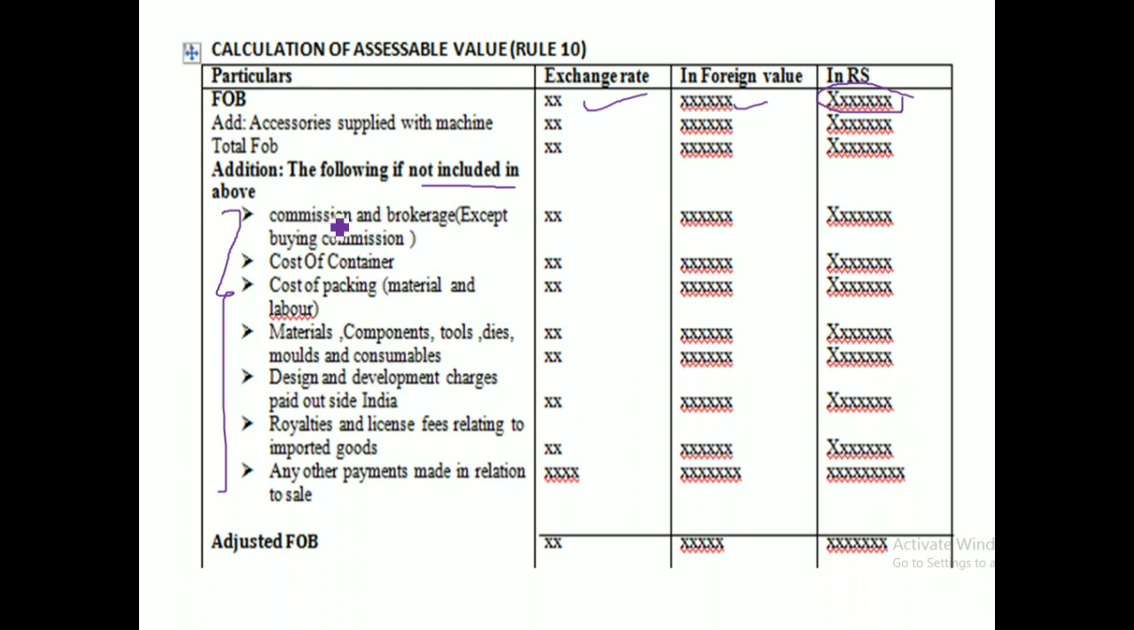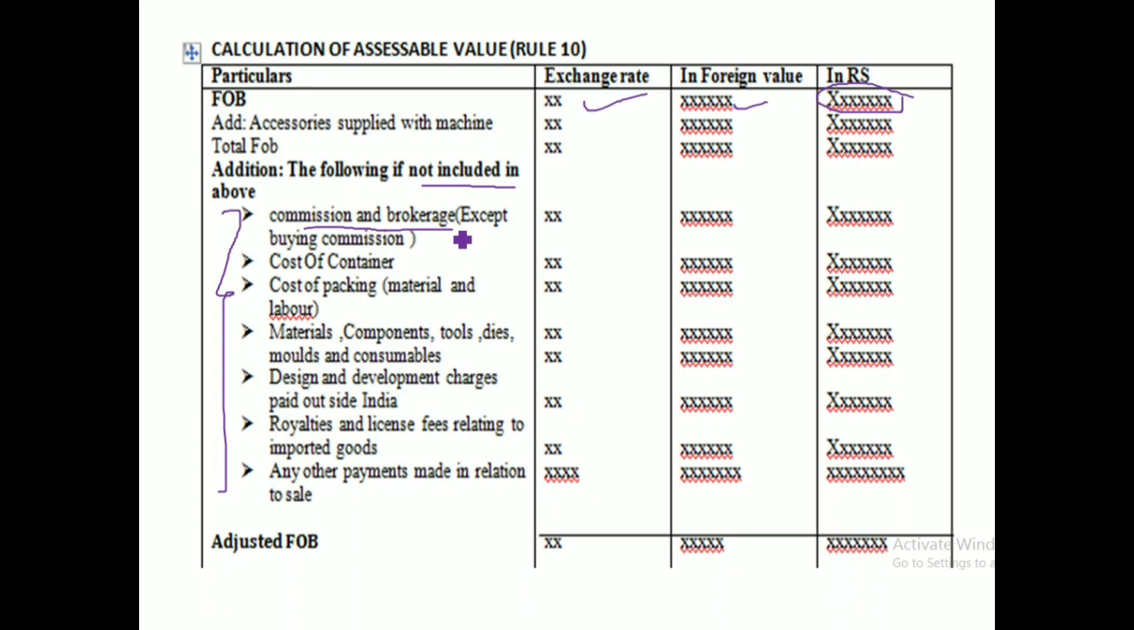In that, the first one is commission and brokerage. What exactly does commission and brokerage refer to here? Any commission or brokerage which has been paid by the seller, other than the buying commission, we need to consider. If any commission has been paid in our country, we are not supposed to consider that, because it is not a charge against the goods.